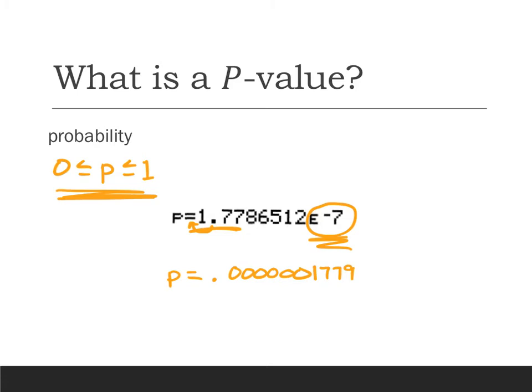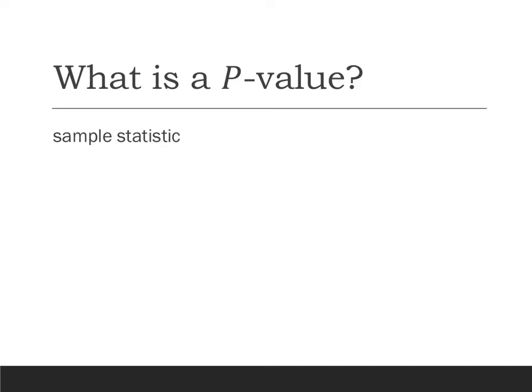So a p-value is a probability. That's our first part. Our definition of a p-value starts out that it is a probability of observing a sample statistic. Now, we're going to pause there. Sample statistic. What are we talking about?